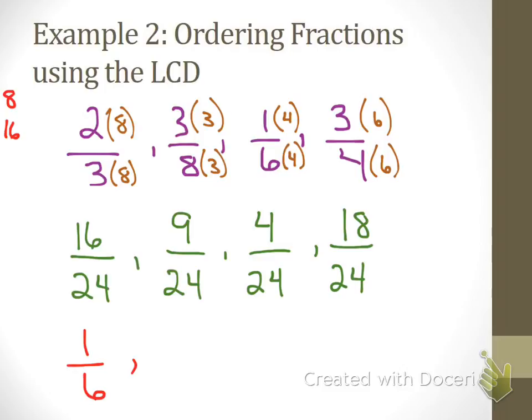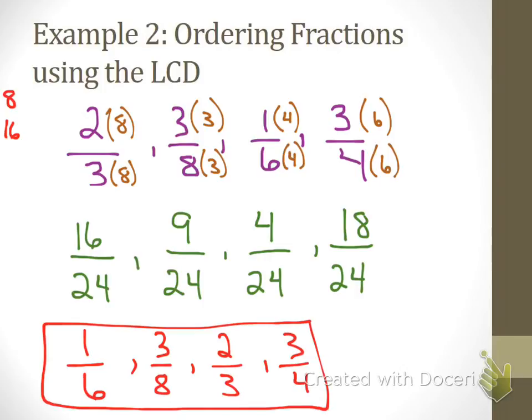So now which one's the second smallest? 9. But which is what in its original form? 3/8. What's the next smallest? Okay, 16 over 24, which is 2/3. And then my biggest one is 3/4. So make sure, guys, you use this step that I've written in green as a way to compare them. But when you write them in your answer, you need to make sure that you write them in their original format. All right, any questions?